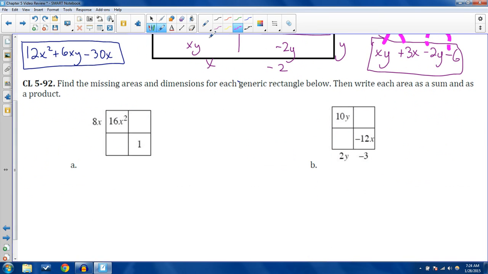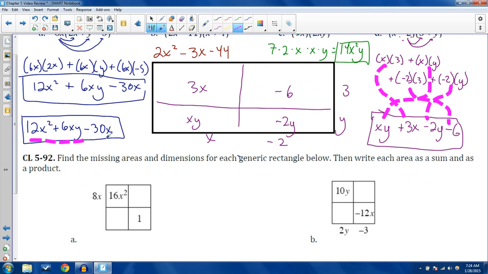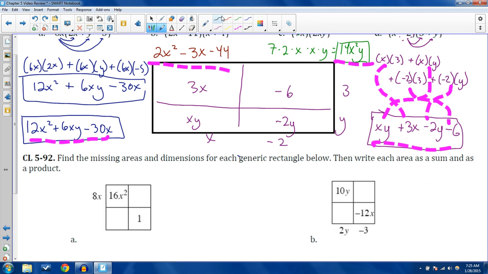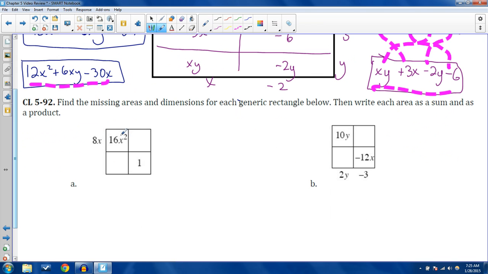Okay, find the missing areas and dimensions for each generic rectangle below, then write each area as a sum and as a product. Oh, by the way, these top ones up here, these were our sums. Here's a sum, here's a sum, not there, sum and sum. So we have our 4 sums written out, and that is basic. It's the area of the inside guy. Generic rectangles are nothing more than inside areas of inside guys. Okay, figure out the missing information.